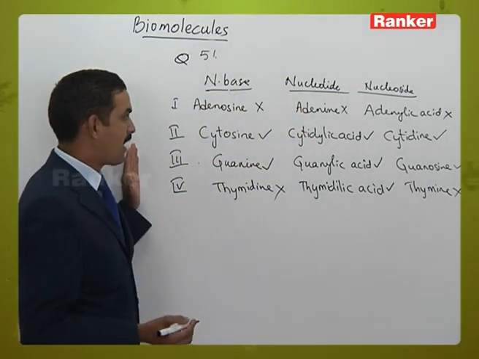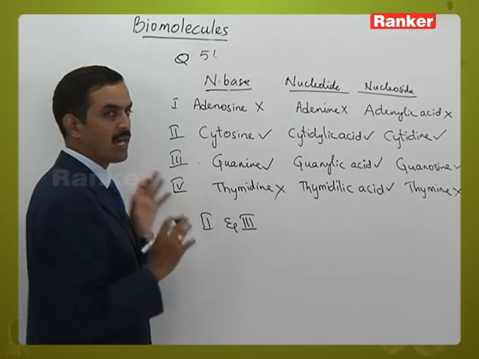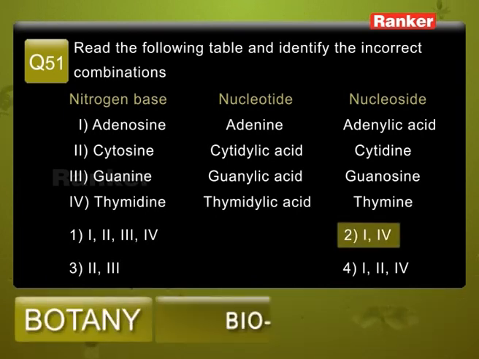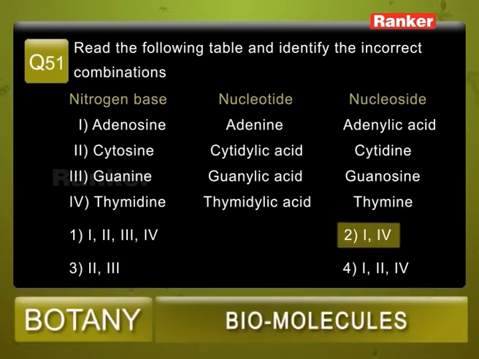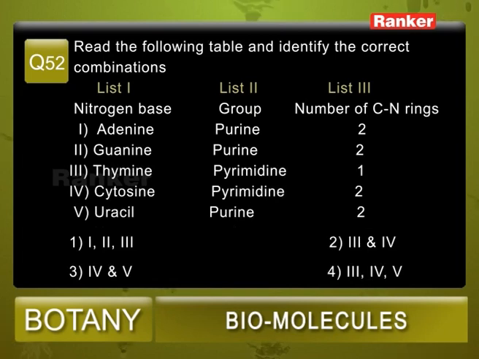From the given conclusion part, we can say that only 2 and 3, all the combinations in these two are correctly matching to the nitrogen base, nucleotide and the nucleoside part. So, here question number 51, the correct answer is 2. Question number 52, read the following table and identify the correct combinations. Here 3 lists have been given. List 1 contains nitrogen base, list 2 contains group, list 3 contains number of CN rings. Okay, first one adenine, purine 2.